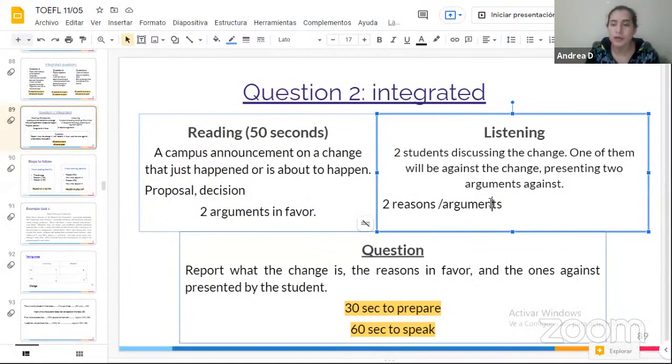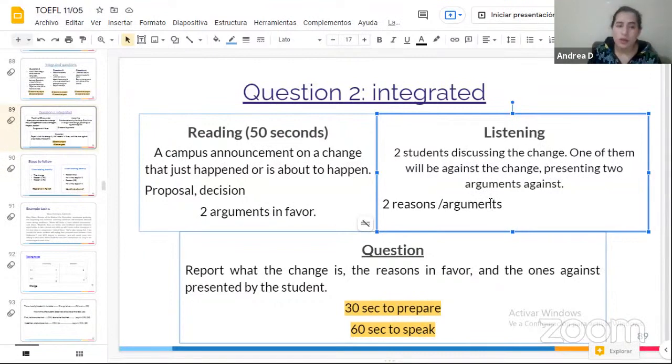So first you read for 50 seconds, then you listen and take some notes, and then you will be asked something. You will get the question, which is always the same question. It's basically to summarize everything. Then you will be given 30 seconds to prepare your response, and finally you will have 60 seconds to speak. So again, you read for 50 seconds, you listen to a conversation, then you get 30 seconds to prepare and 60 seconds to answer the question. Is that okay so far? Any questions about the technical structure of it?